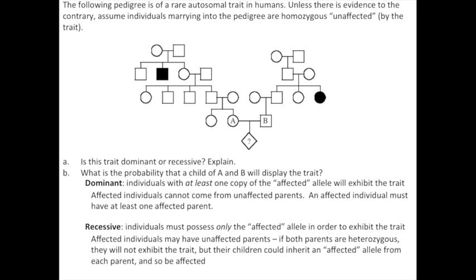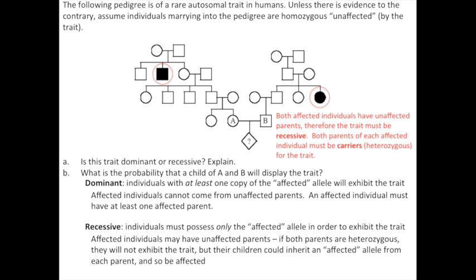In contrast, for recessive traits, affected individuals may or may not have affected parents. If both parents are heterozygous, they will not exhibit the trait, so they won't be affected, but their children could inherit an affected allele from each parent and so be affected. In this pedigree, we have two affected individuals. Both affected individuals have unaffected parents, therefore the trait must be recessive. Both parents of each affected individual must be carriers or heterozygous for the trait, which is about to become important as we move on to the next part of the question.